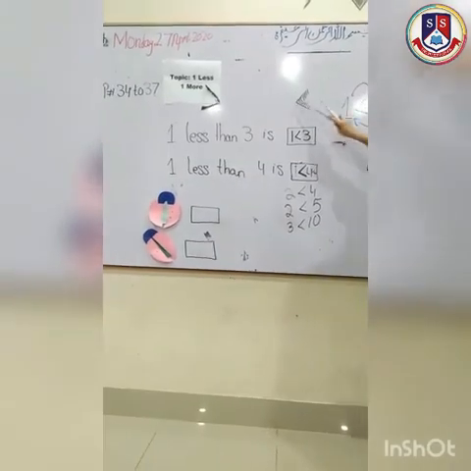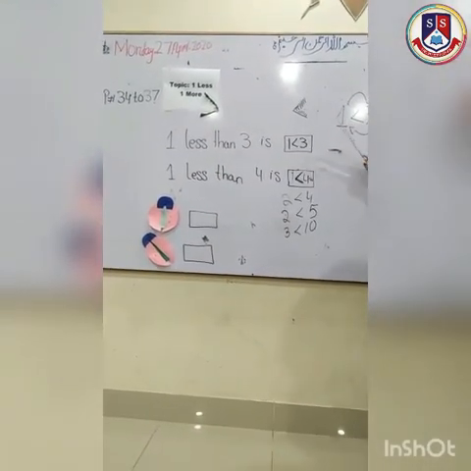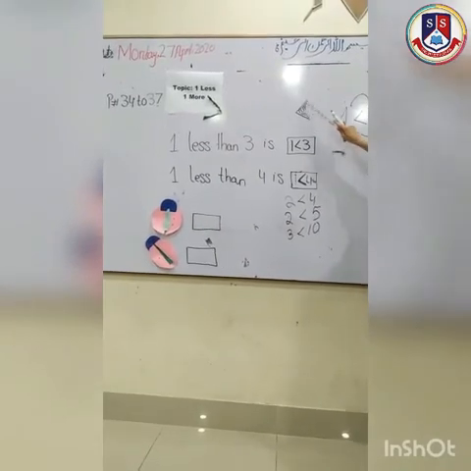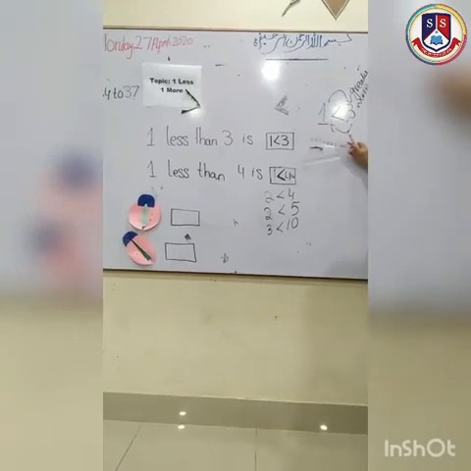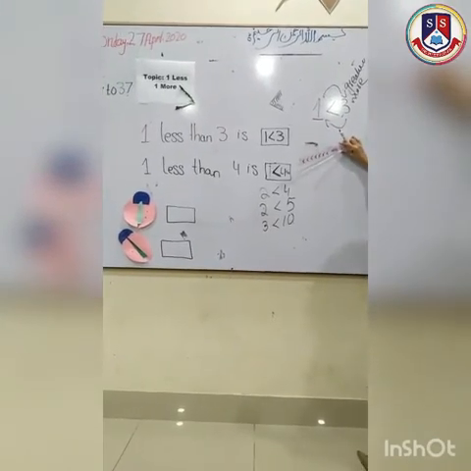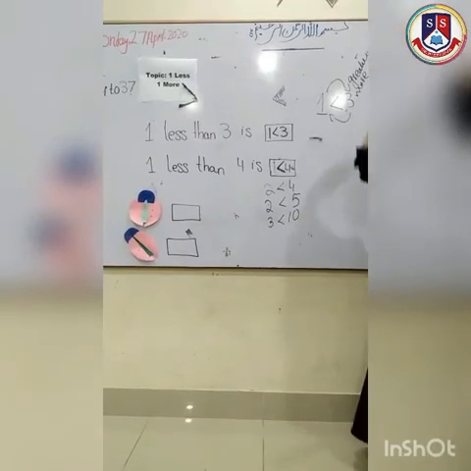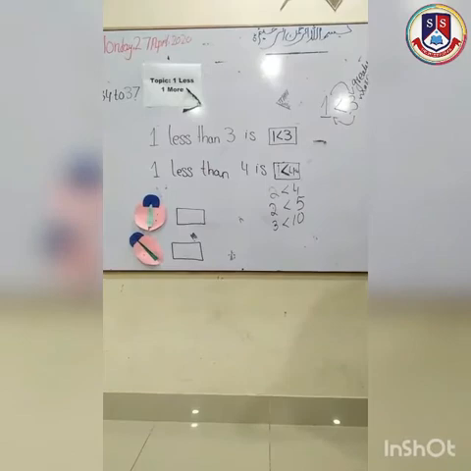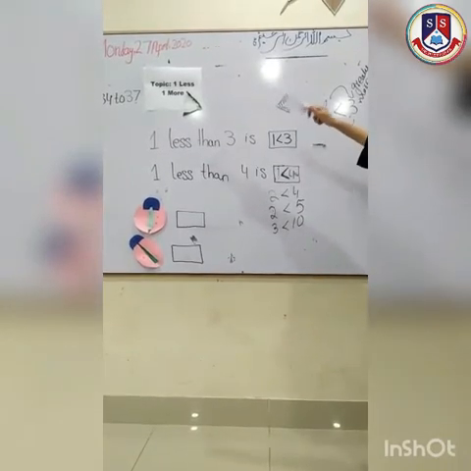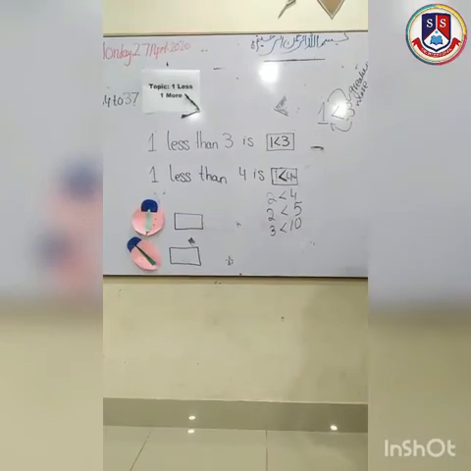This is the mouth of an alligator, and the open mouth always shows the greater thing, and the closed side of this mouth always shows us the less thing, less quantity, less digit. And this topic relates to our previous topic, greater than and smaller than. I am revising again and again.